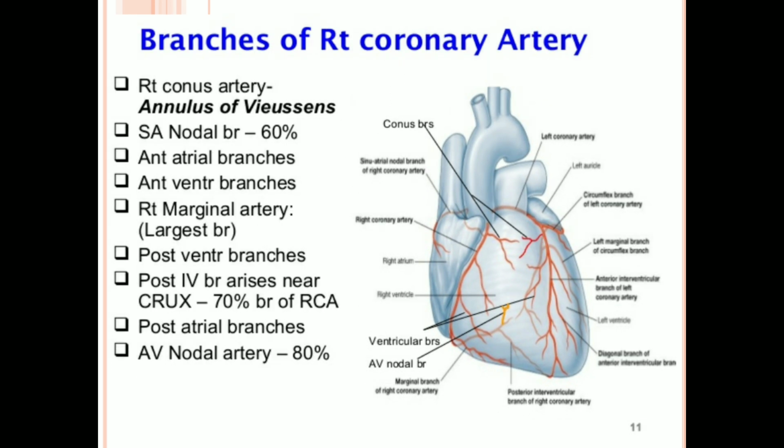Next, what are the branches of the right coronary artery? The branches are the right conus artery, sinoatrial nodal branch, anterior atrial branch, anterior ventricular branch, right marginal artery, and posterior ventricular branches. These are the branches of the right coronary artery. First I'll tell you about the right conus artery. You can look here at the right conus artery.